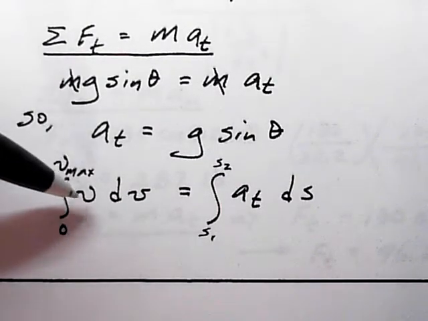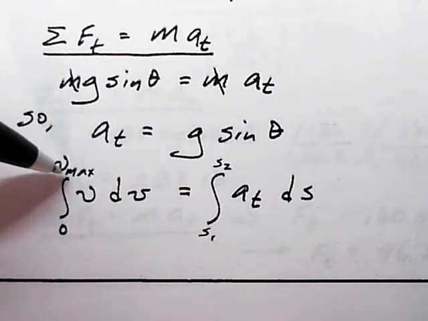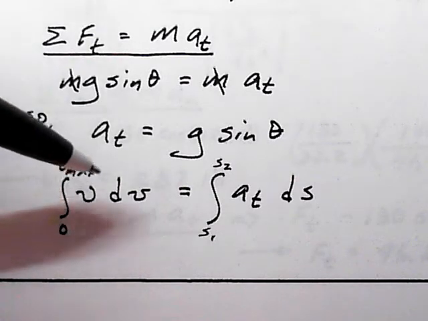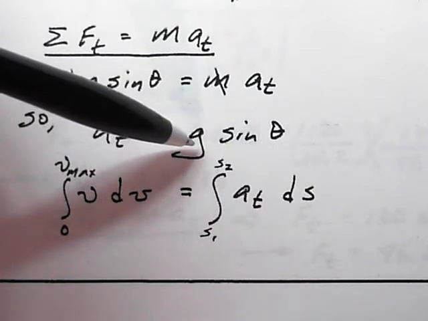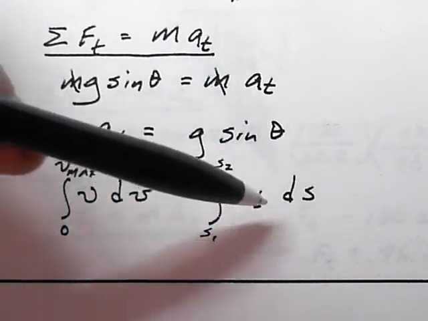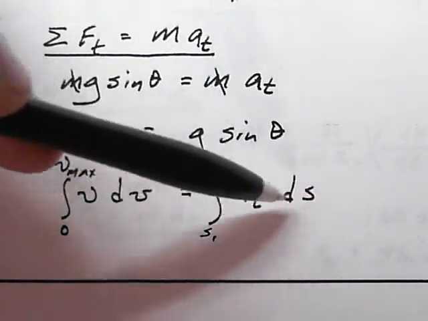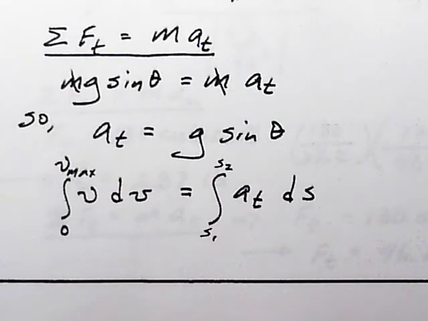And so we will integrate v dv from 0 to Vmax, and we will integrate our tangential acceleration, which we'll replace with g sine of theta, and this ds we're going to have to turn into a d theta quantity.